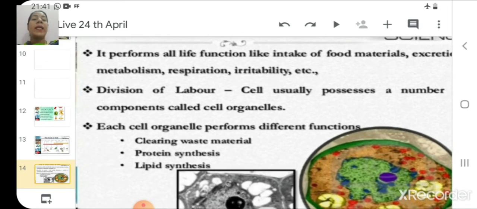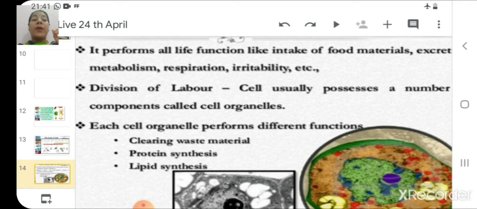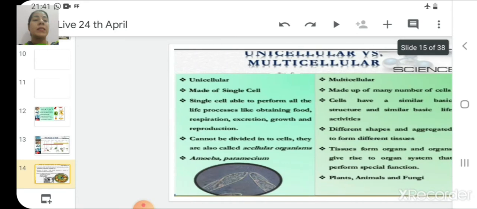Each organelle inside the cell performs a different specific function. These functions can be clearing waste material, protein synthesis, lipid synthesis, transportation of some material, generation of energy. So there are different organelles which perform different functions within the cell.